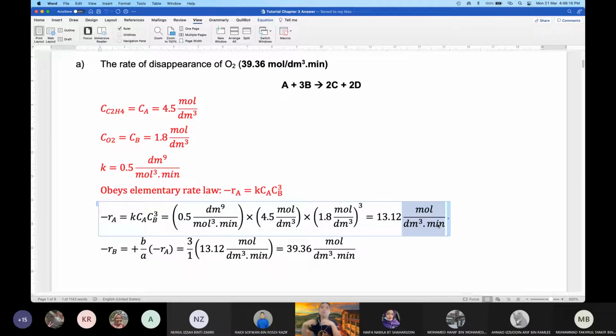So concentration per time betul lah, because I want to find minus RA. I know the dimension of my final answer must be concentration per time. So if I get it correctly, most likely your answer is correct.